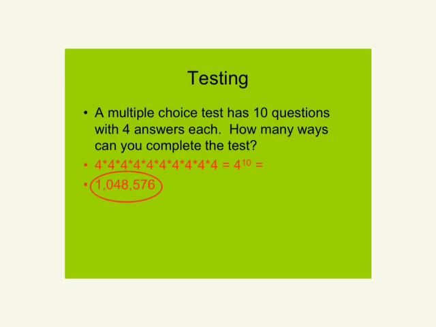So if there was a 10 question multiple choice test, what are the odds that you could just guess for every question and get them all correct? Well, not very good, because as you can see, there's 1,048,576 different ways to complete a simple 10 question multiple choice test. So that shows you that you're not well off to just simply guess.